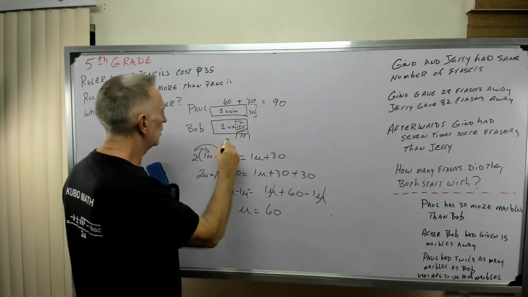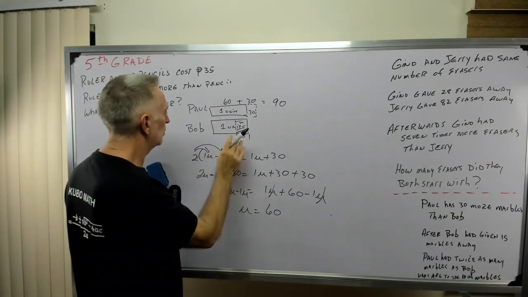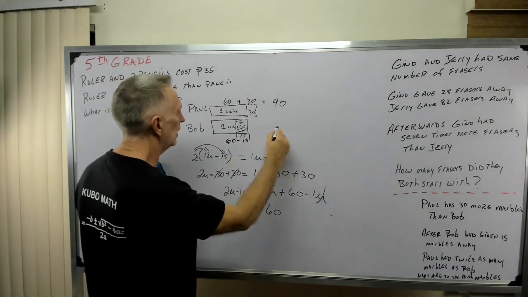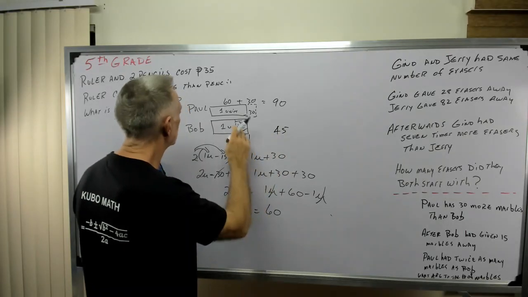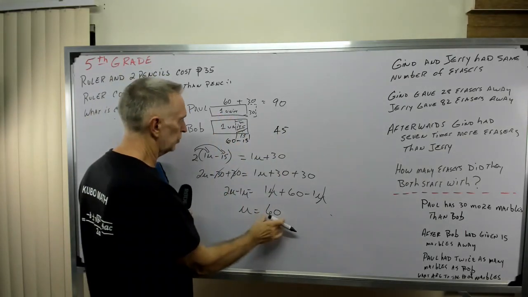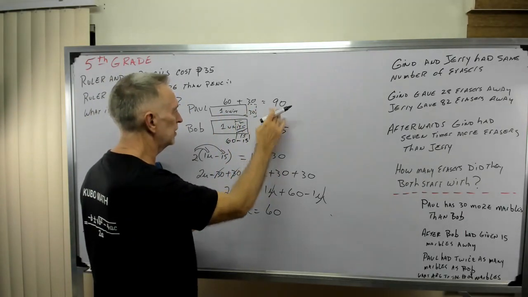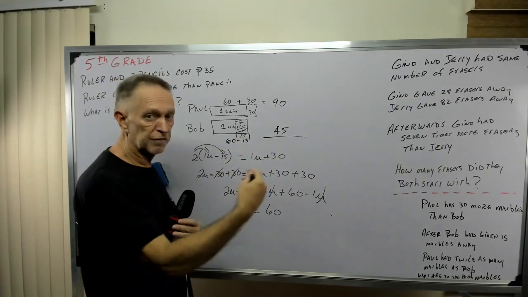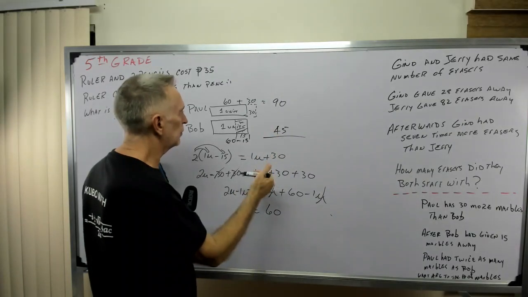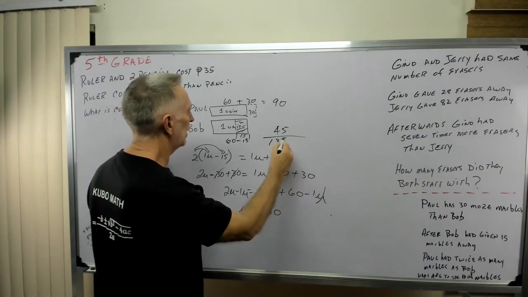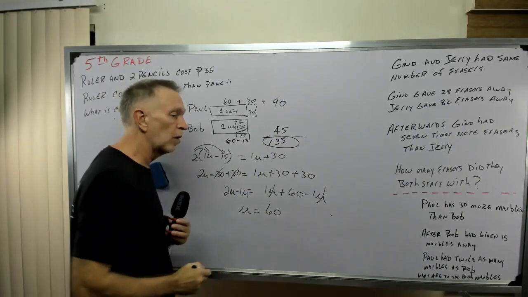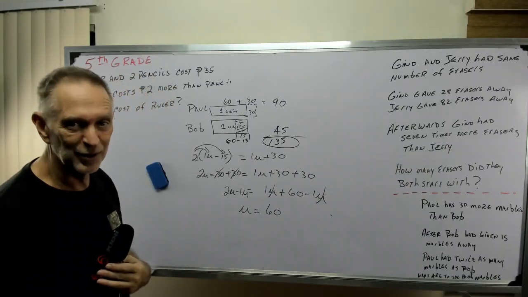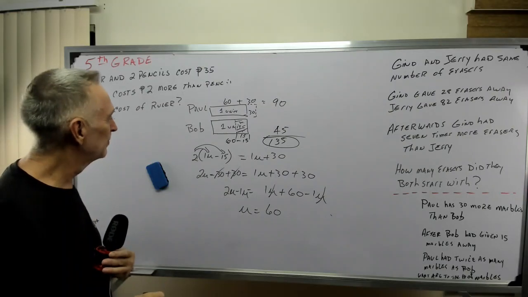Well, Bob would have 60, which was what the unit was, minus 15. So he had 45. So Paul had 1 unit, which was 60, plus 30, was 90. And then Bob had 1 unit minus the 15 he gave away, which was 45, which would come out to be the total number of marbles is 135. I don't know who he gave them to, but they're no longer there.